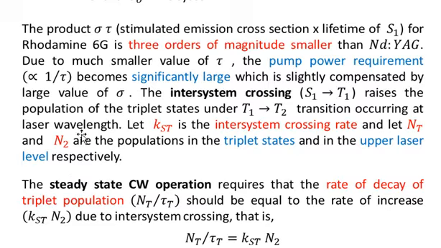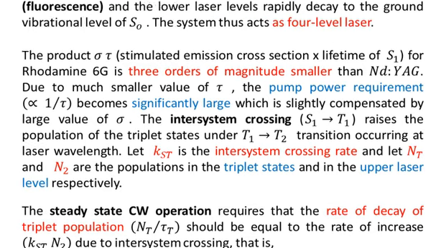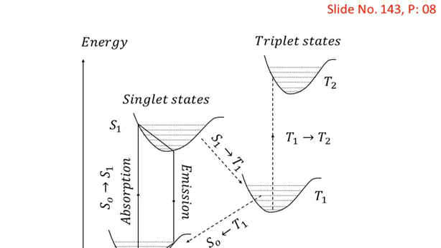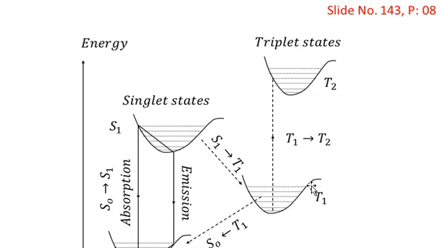So N2 is the population of the upper laser level present in the S1 state, in the lowest vibrational level of the S1 state, and NT is the total population present in the triplet states. So NT is the triplet state population present either in T1 or T2, and the population due to inversion, which is present in the S1 state in the lowest possible vibrational state, will be represented by N2.